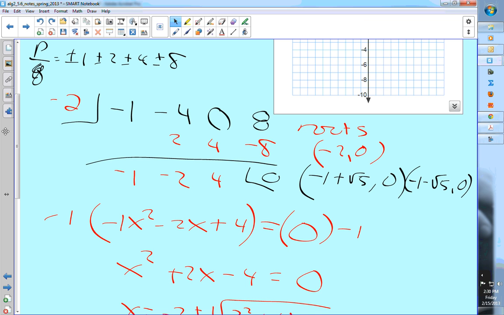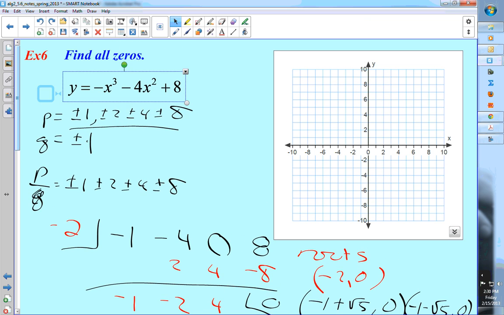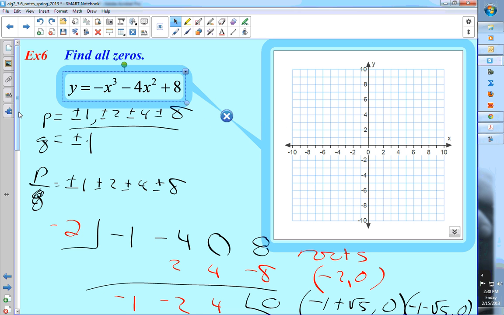And if you were to graph it, which you will later, what do we say the first one was? Negative 2, here it is. And here's negative 1 minus root 5, comma 0, and negative 1 plus square root of 5, comma 0. Those are just decimals, which you can find easily on a calculator.